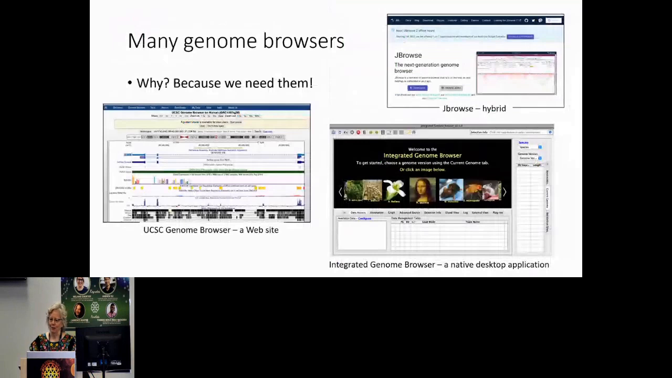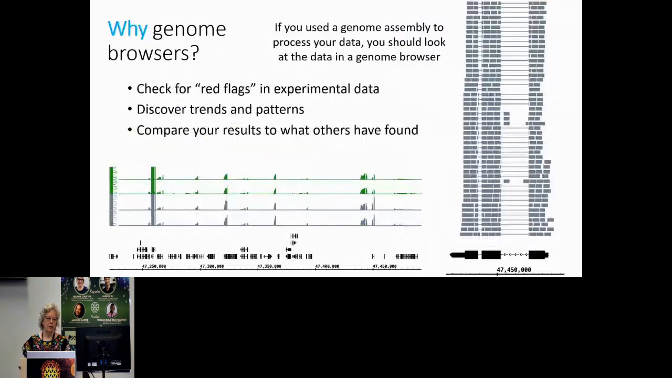There are many genome browsers, and there's a reason for that. They're important. We need them. There are kind of three categories of genome browser. There are website-based genome browsers like the UCSC genome browser. There are native applications that run on your desktop, like Integrated Genome Browser. And there's some kind of cool hybrids, like JBrowse, because it can run as a website and it can run as a local application.